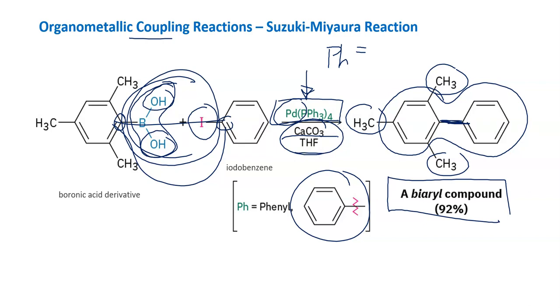The mechanism is a bit complicated. We'll go into more detail later. I think I have a summary slide of it on the next slide. But this is your go-to organometallic coupling reaction. If someone says, "What's your favorite besides Grignard?" you're going to say the Suzuki-Miyaura coupling.